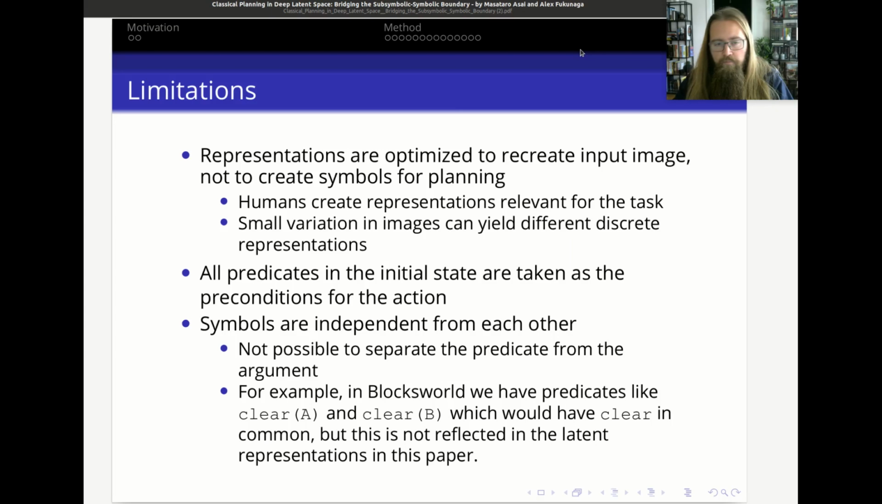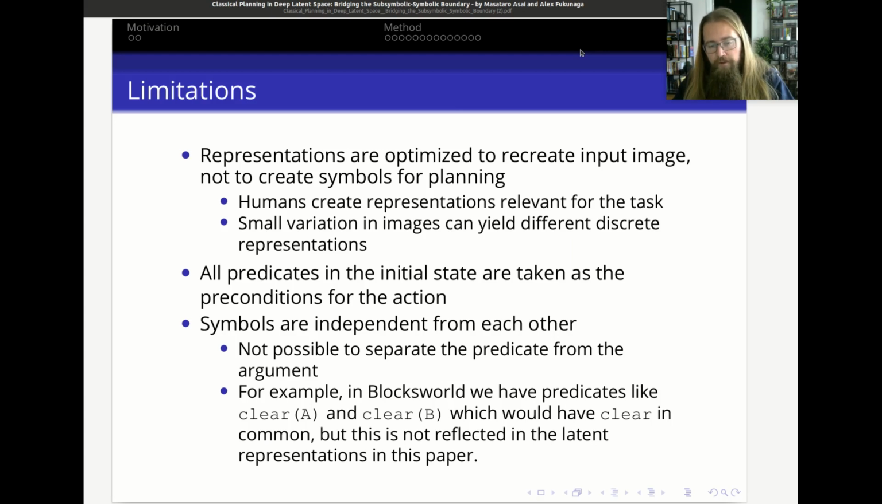Humans are able to parse our environment symbolically, but we're not really able to go from the symbols to recreate the environment, not exactly as it was when we observed it. Another limitation is that all the predicates from the initial state are taken as the preconditions for the action, which means that we will have a lot of different actions, but in other planning domains we usually have a few actions, and the actions are combinatorial.